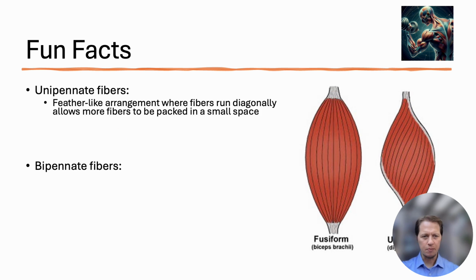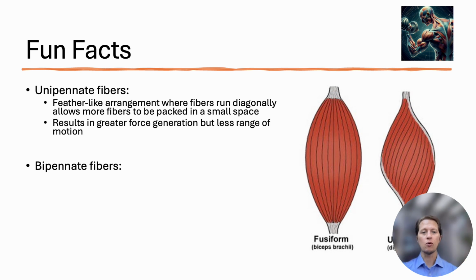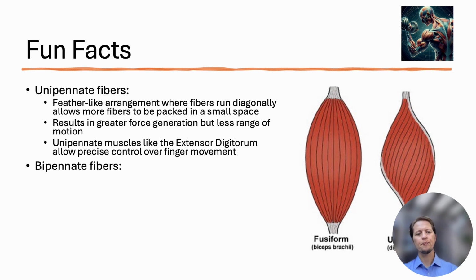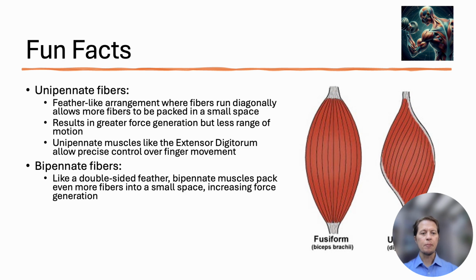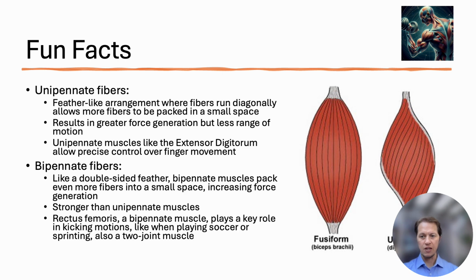Hopefully this is going to start to make sense as we go through. That feather-like arrangement, kind of angled. More fibers can get packed into a tight space, so therefore you're going to generate more force in terms of the pennate fibers compared to the fusiform fibers. Bipennate pack even more fibers. It really jams it in, and it's stronger than unipennate.